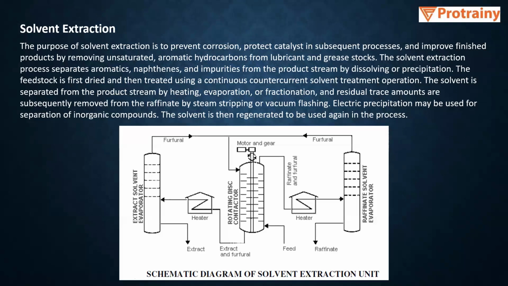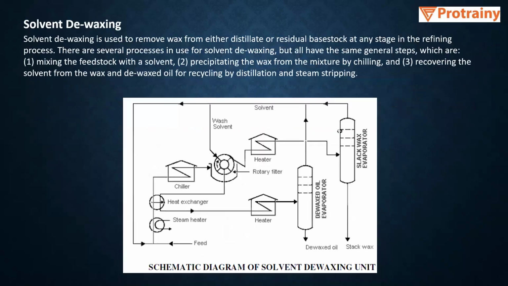The solvent is separated from the product stream by heating and evaporation or fractionation, and the residual trace amounts are subsequently removed from the raffinate by steam stripping and/or by vacuum flashing, or maybe electric precipitation. We may use electrical precipitation to remove the inorganic compounds in this particular unit.